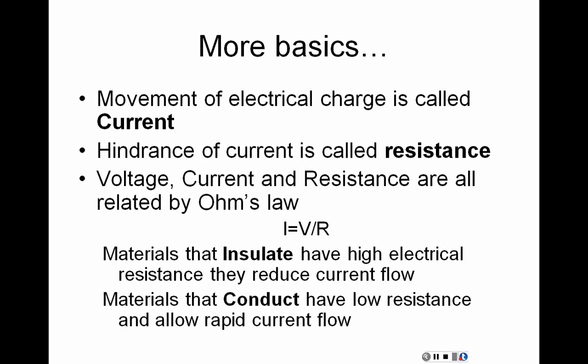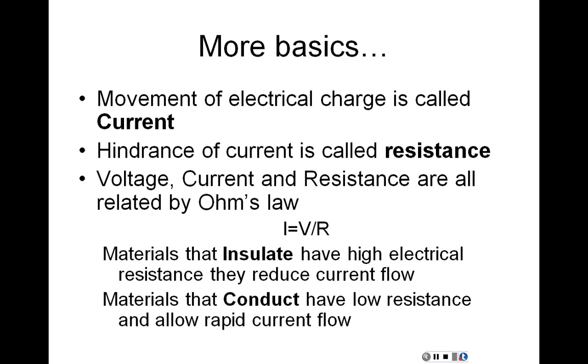When we allow ions to move, if we remove the partition and allow positive and negative charges to start movement, that's called current. When we hinder or slow that current down, it's called resistance. Voltage, current, and resistance are all related by something called Ohm's law, and it's I equals V over R.